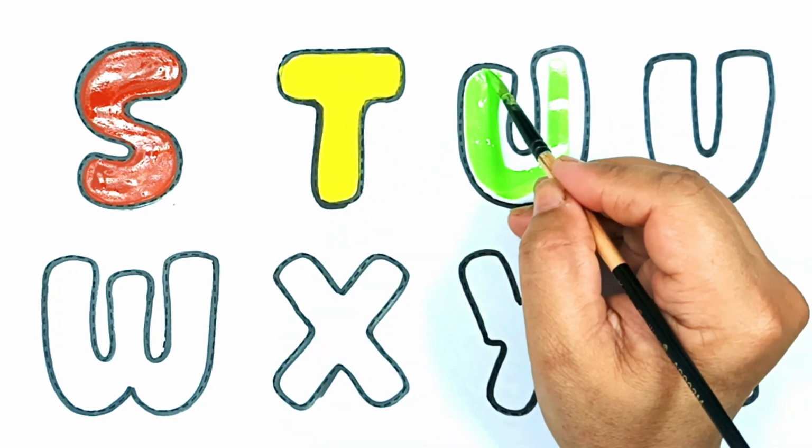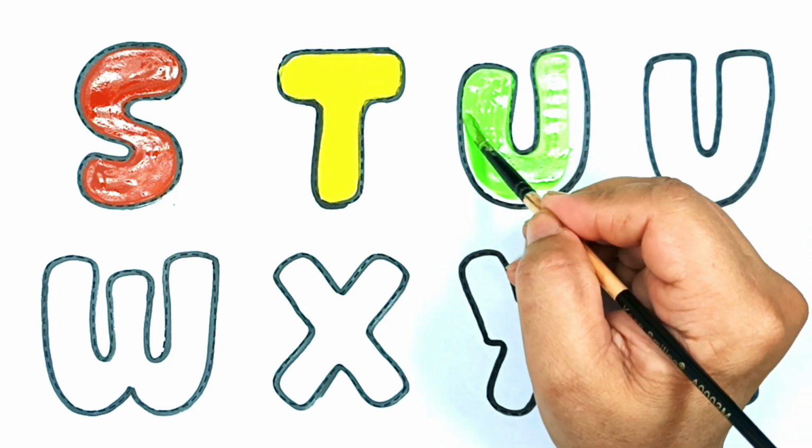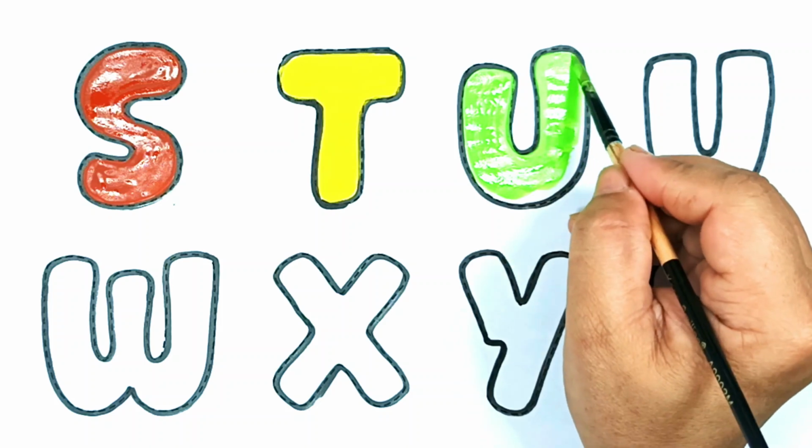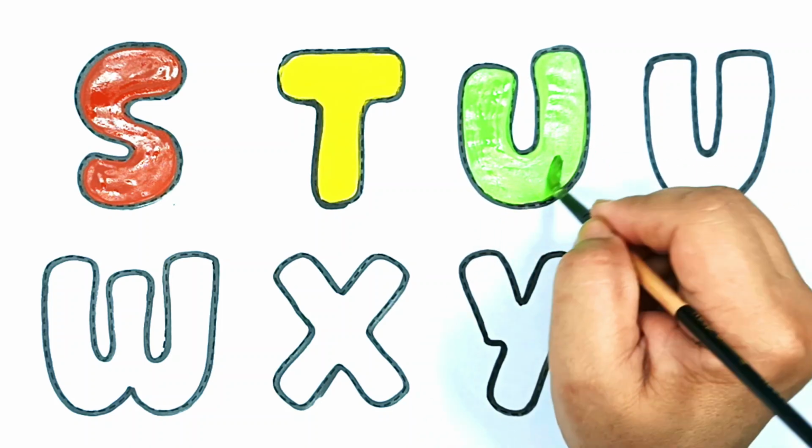U for umbrella. U for unicorn. U is for uncle, he's thin as a bean.